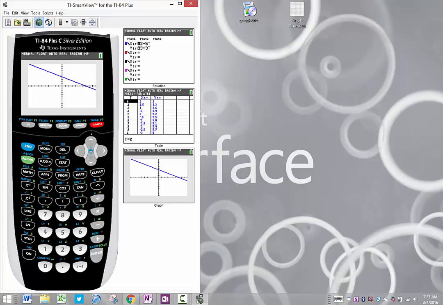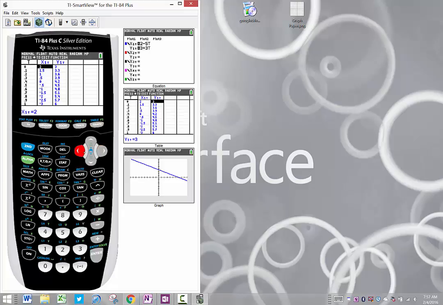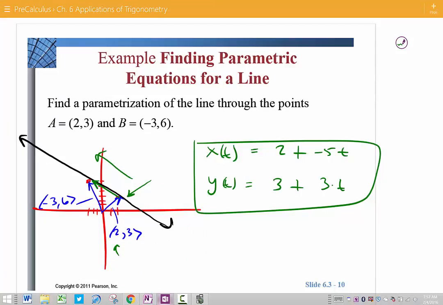You can look at the table and make sure that it goes through those 2 points that they gave us to start with, which was the point 2, 3, and the point -3, 6, which is down here at the bottom. So it does, and there's our parametric equation representing that line. All right, we'll try some homework problems and hopefully make some more sense of this.